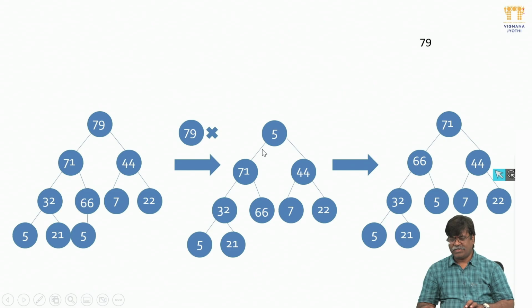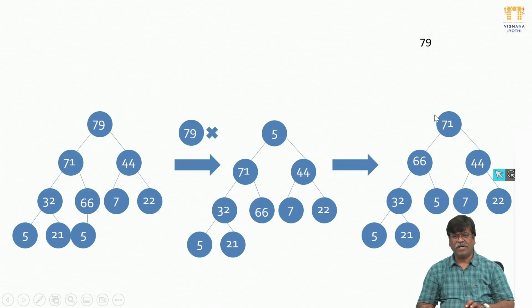Now you can make this tree a max heap. The root is 5, the left child is 71, the right child is 44. Compare: 71 is greater, so copy 71 to the root and 5 here. Again check 5, 32, 66. 66 is maximum, so that can be copied here and 5 will go there. Like that you can rearrange the data and create the next max heap.